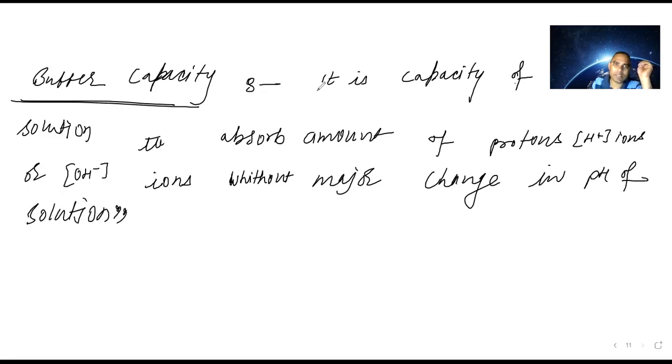That definition is important here, anybody can ask. So basically buffer capacity means how much it is going to absorb the H plus ion so that pH is not going to change. If it is an acidic buffer, or a basic buffer, how much OH minus ion it is going to absorb so that its pH is not going to change. This is the buffer capacity. Can you understand this definition?